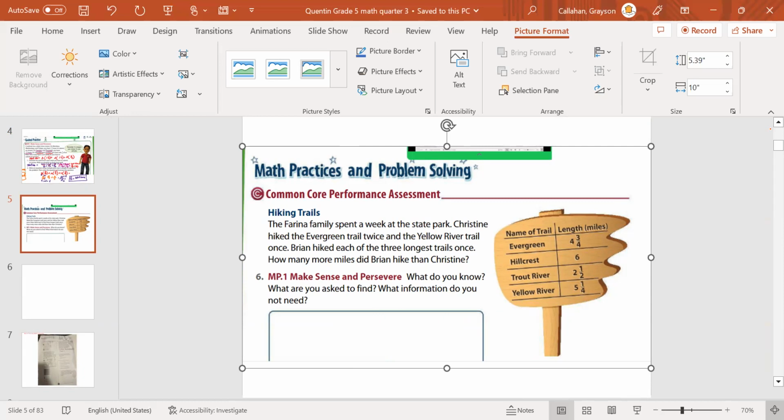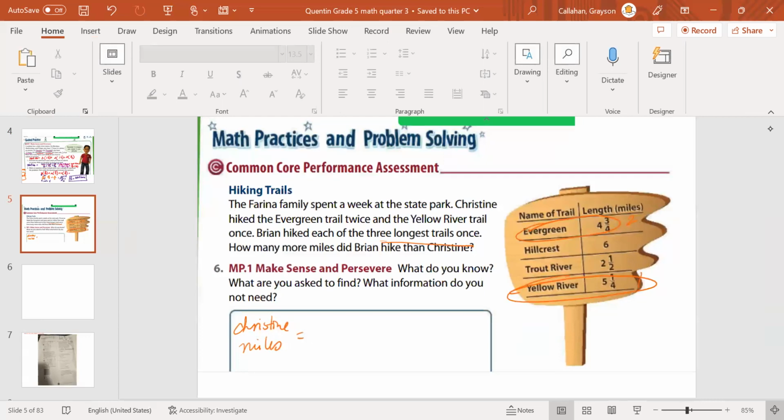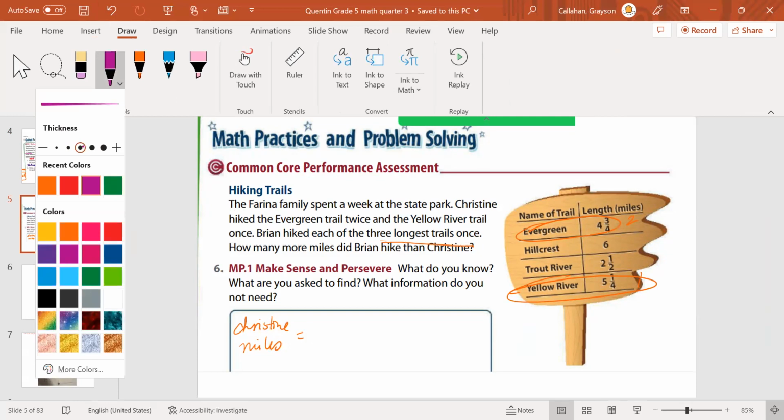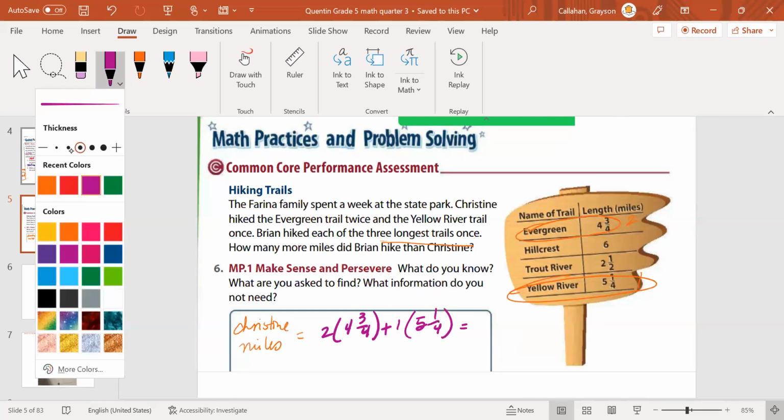Brian did, okay? So Brian hiked each of the longest trails once. Christine hiked the Evergreen Trail, so Evergreen is right here, twice, she did that 2 times. And the Yellow River once, right? So what I want you to do is, can you tell me how many miles did Christine hike? How would you write that out? So she did Evergreen twice, so 2 times 4 3/4 plus 1 times 5 1/4. Okay, that will give you Christine. Now you do that.